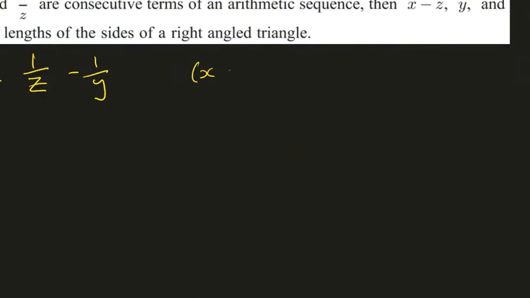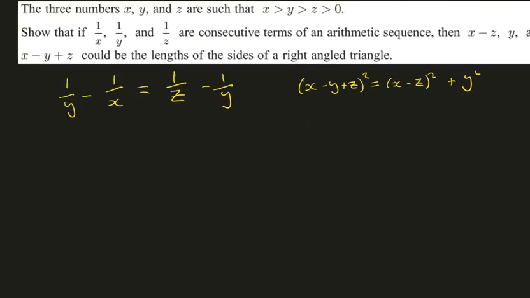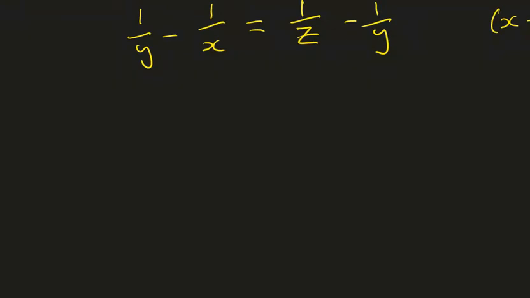If I take (x minus y plus z) all squared, it must be (x minus z) all squared plus y squared, right? Those two pieces. So what we've got to do maybe is to start with one and get to the other. Right? Okay, we've got to show that that's true. So let's start by considering our original statement with those common differences.